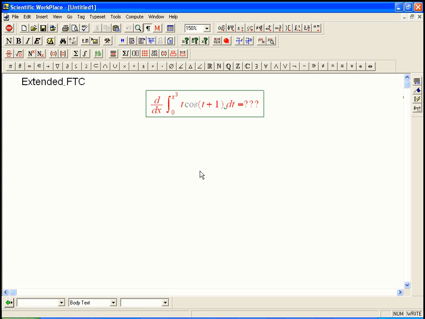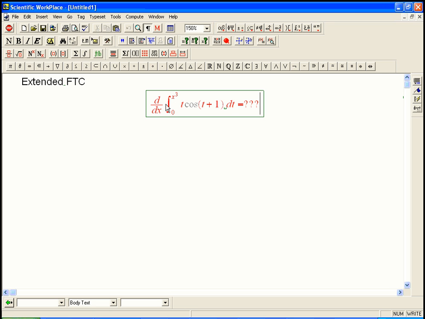A brief video about an extended version of the fundamental theorem. Remember, there's one version of the fundamental theorem that talks about differentiating an integral as long as the integral has a variable upper endpoint. And that's the version we did second. It's the version they do first in the book. But I want to look at something that's a little different.